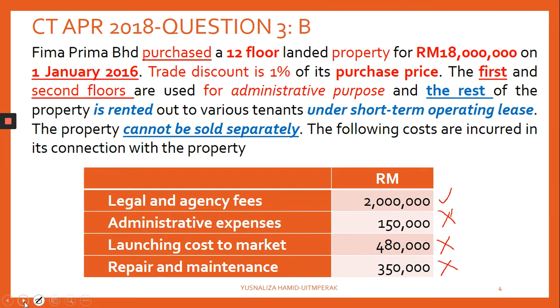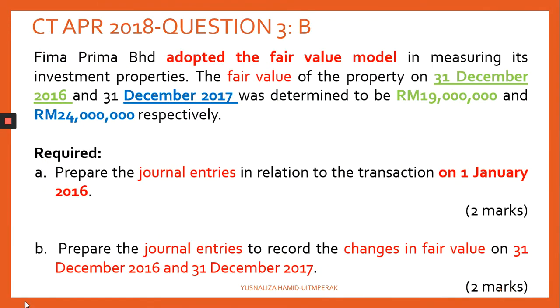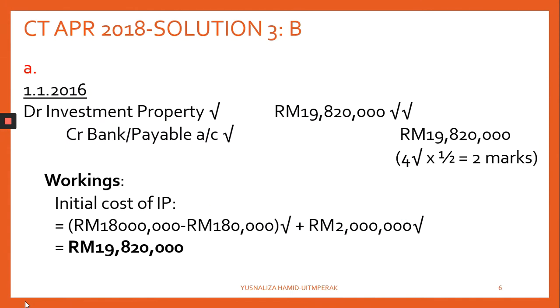legal and agency fees, maybe to draw up this S&P agreement, sales and purchase agreement pertaining to the investment building or property that you are buying. So you may have to pay for that fee, and that fee should be included as part of the investment property initial cost. And that was 19.82 million. You will debit the investment property. If you pay cash, you will credit the bank. But if you do not pay cash, it's a deferred payment or by credit, it will be credited to the payable or whatever name of the bank that gives you the loan to buy the property.